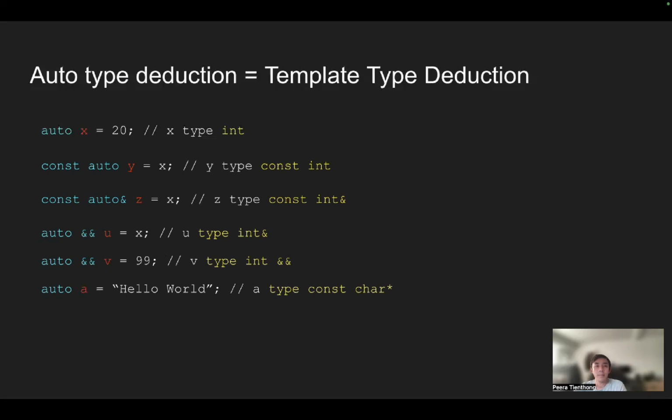We have a as a string, so the type is const char star. This is a kind of pointer to the string object. If we have auto reference, yes, it's going to be a reference to const char array, right? It's straightforward. You are familiar with all these concepts. This is the basics of auto.